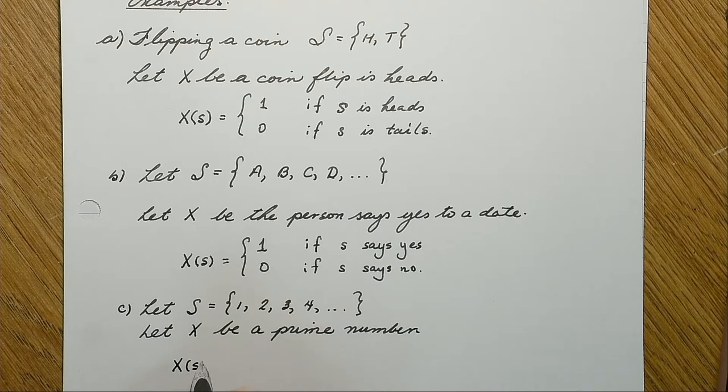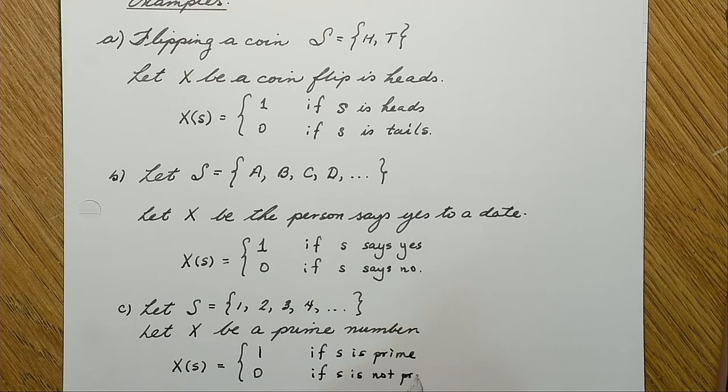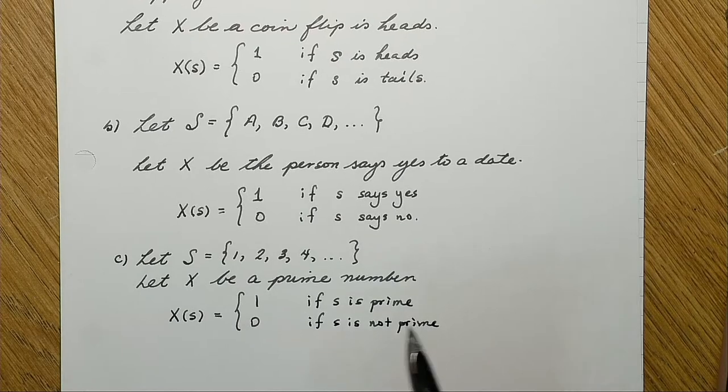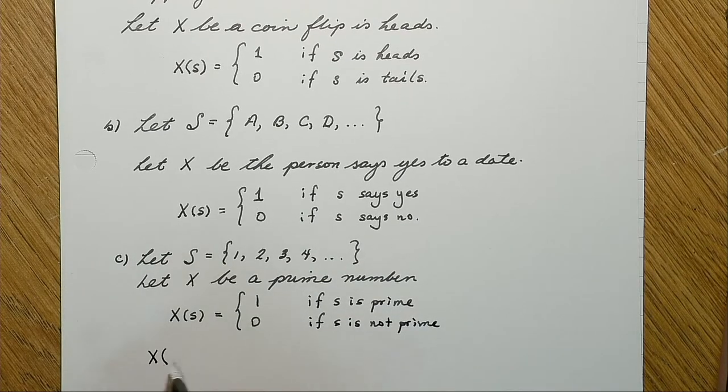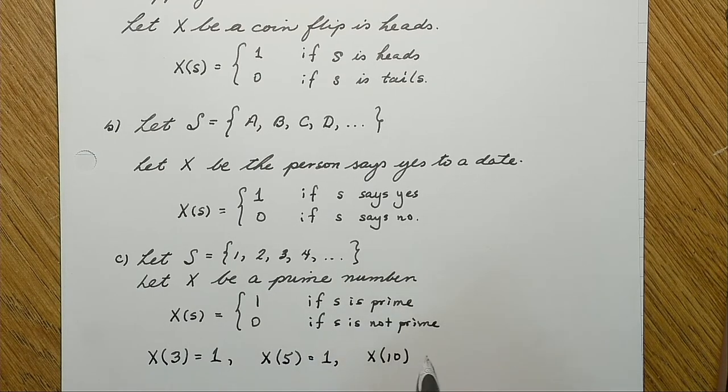So again, passing that in, X is 1 if S is prime, 0 if it's not. So you could think of X of 3, that's a prime number, X of 5, that's a prime number. But say X of 10, which can be decomposed into 5 times 2, those are both prime numbers. So then, no, that's not a prime number.